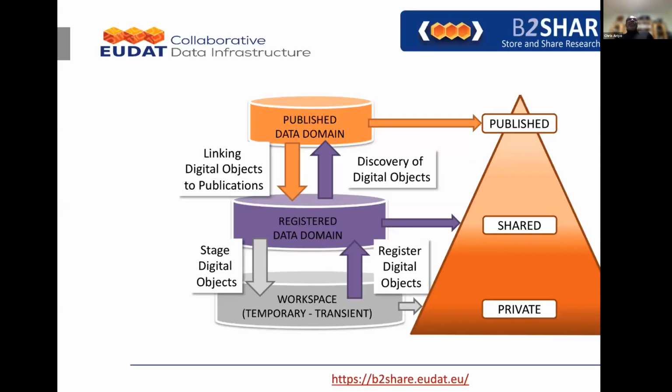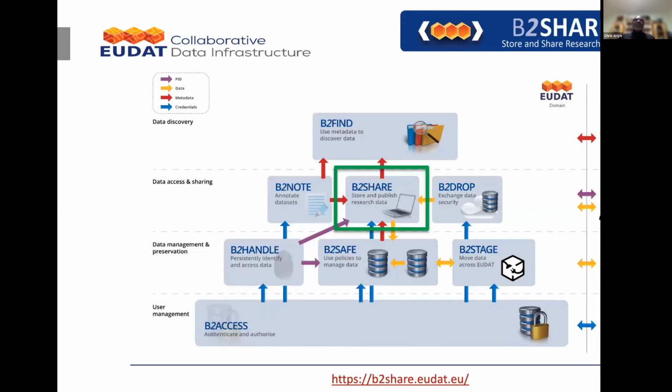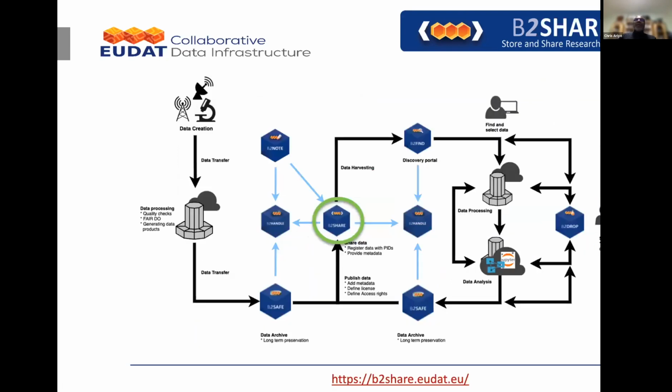So this is the EUDAT data domains. We are in the shared and the published area. That's B2SHARE. And in the EUDAT B2 services suite, you can see where we are situated, right in the middle of the pile there, connected to B2FIND, where you can do data discovery. And in perspective, if you look at the data life cycle management context, you'll see where we are also found.